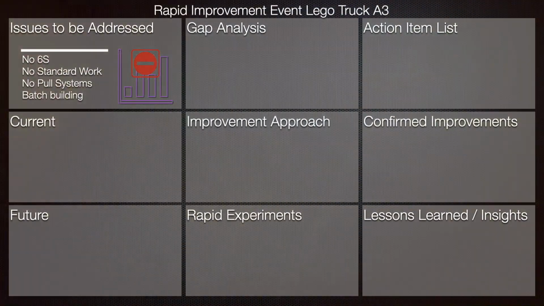To start off, typically what we do is put the charter goals or deliverables in there. So you can see I put in there that there's no 6S in our current state. We don't have standard work on the Lego simulation. We don't have a pull system. Everything's in batches. And then our metrics, I also shared those with the goals. And that's typically what you want to put in this issues to be addressed phase.